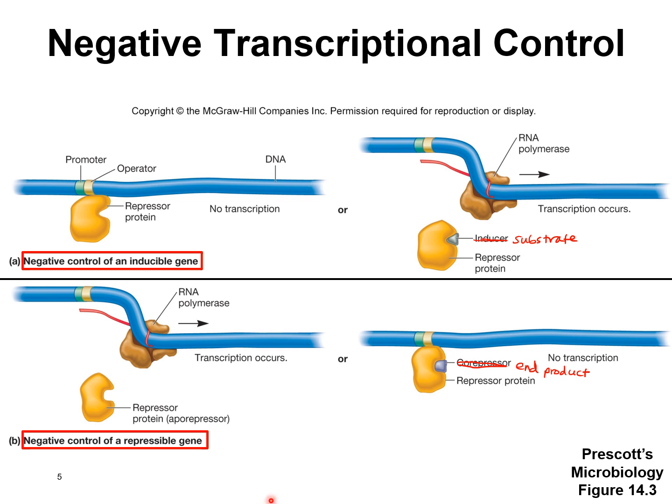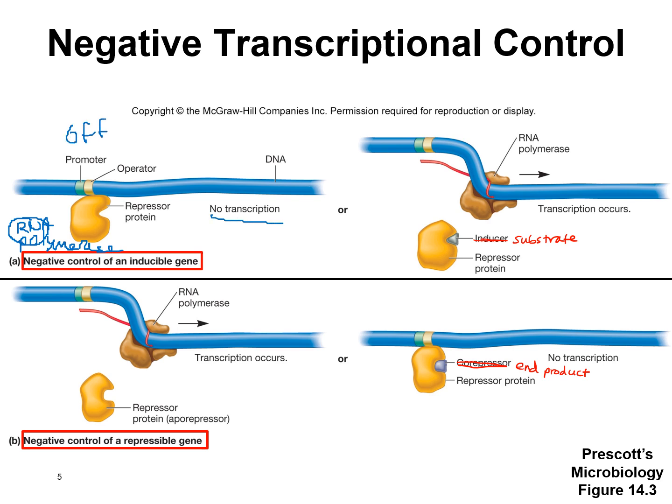Okay, and then this is just a picture of what we drew in those two scenarios. This one up here on top is showing negative transcriptional control of an inducible operon. Over here on the left, it's turned off, so you can see the repressor protein is bound to the operator. They haven't drawn RNA polymerase in here, but if we drew it, it would not be bound to our promoter. So there's no transcription here, so that would be off.